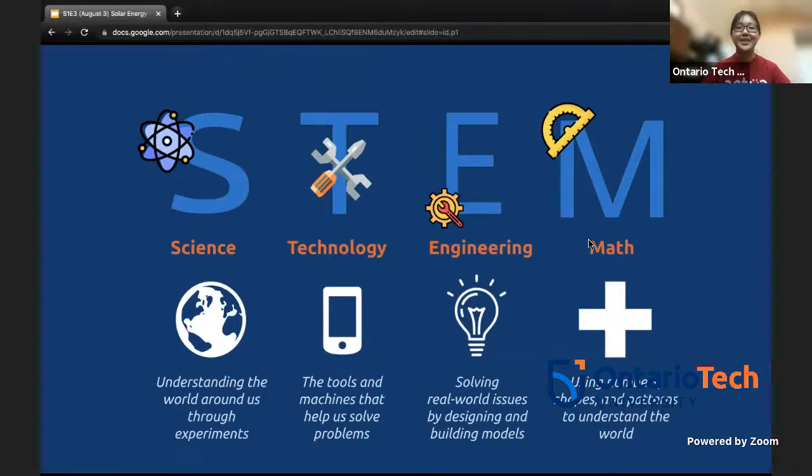That is great. So just as a quick overview, STEM stands for science, technology, engineering, and math. And engineering brings all of our STEM disciplines together. So it brings science together and gives us the understanding of the world around us through experiments. It uses technology as tools and machines that help us solve problems, and it uses numbers and shapes and patterns to understand the different things in our world. And when you put it all together, we're able to solve real-world issues by designing and building models.